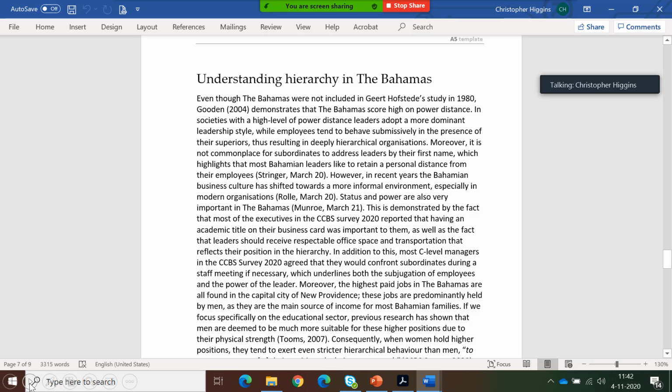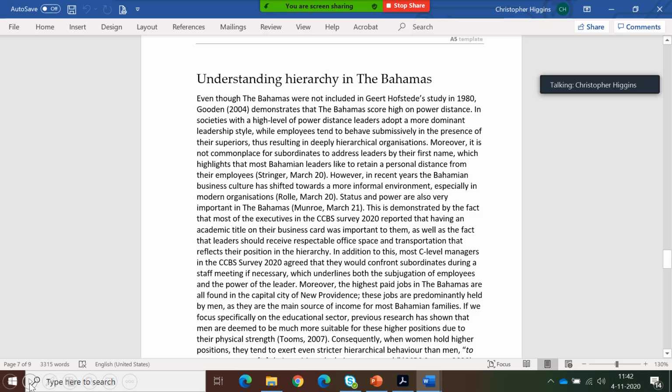So again, almost finally now, we'll be finished for the night after this, guys. This is from Team Bahamas, and again, they're talking about hierarchy, so they're talking about Hofstede, of course. They're citing some other research that demonstrates the Bahamas' score on power distance. But over the course of this chapter, as you can see, they have references to interviews. So they have Stringer, March 2020. They have Roll, March 2020. They have Monroe, March 21. And they also reference the CCBS survey for this information.